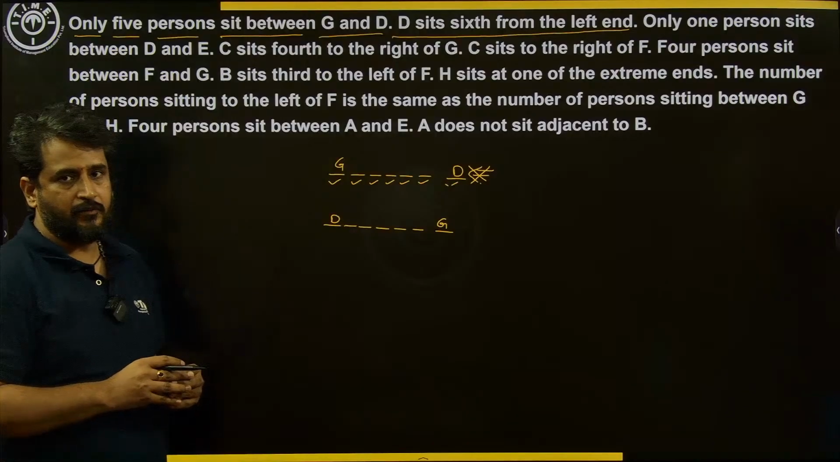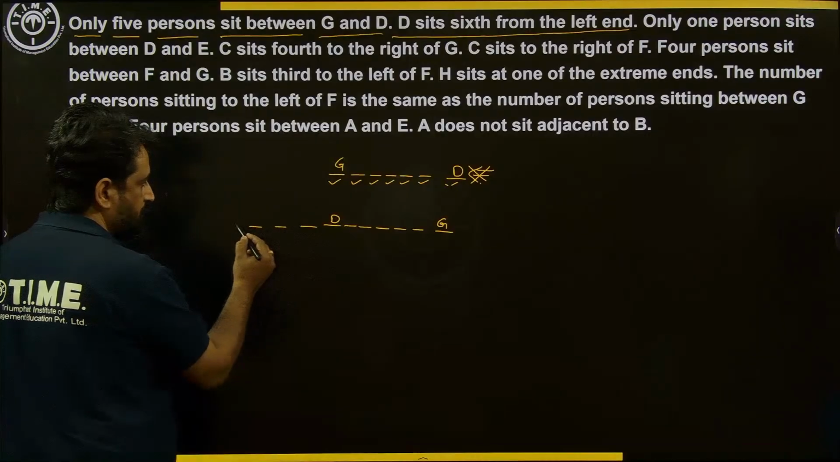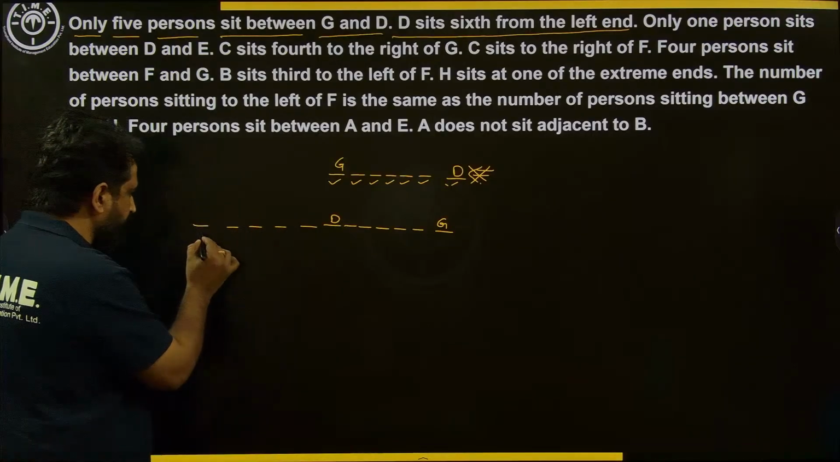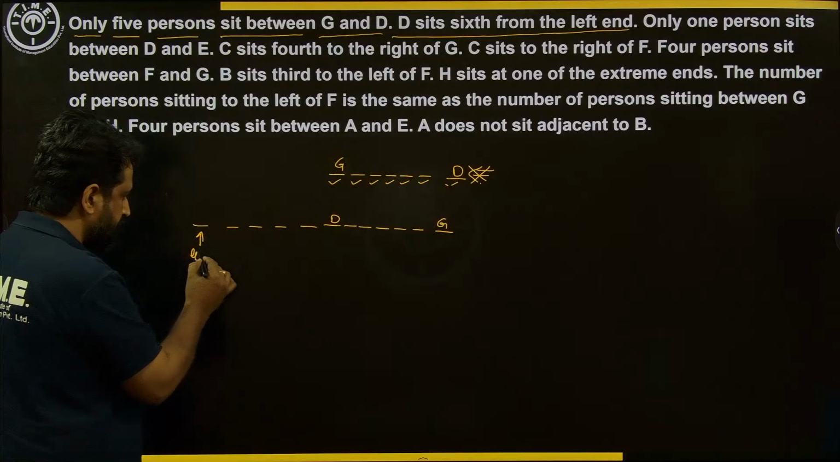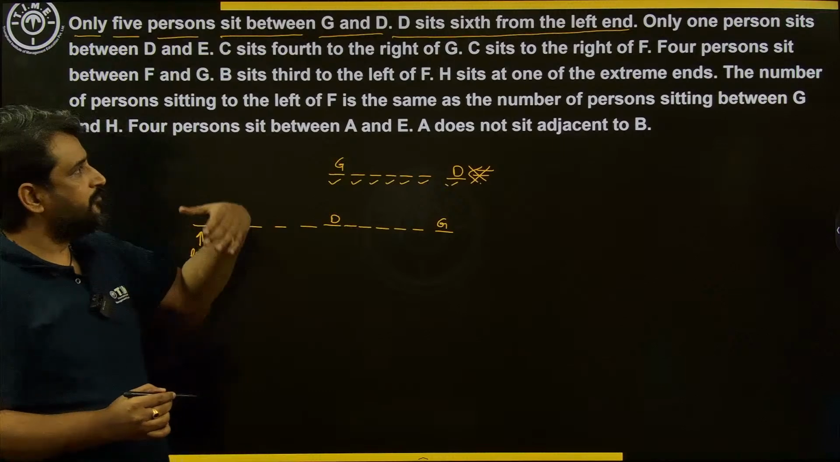Left side of D, how many people we have? 5 people. Let me take that. 1, 2, 3, 4, 5 people are to the left side of D. Now this we can conclude as a left hand. So concluding the ends is very, very important in a certain number of persons. Okay. Now let's move further.